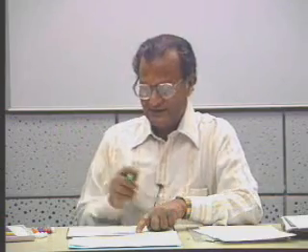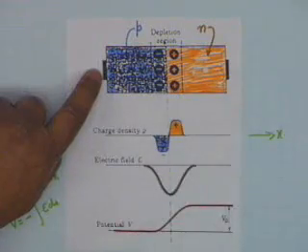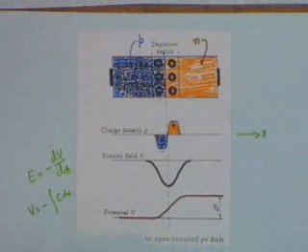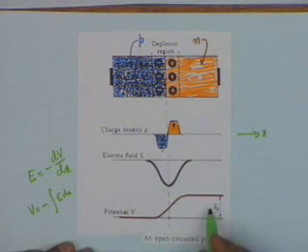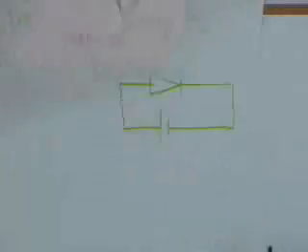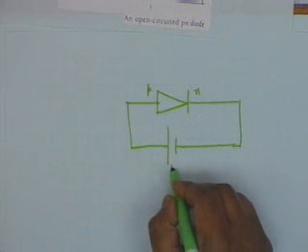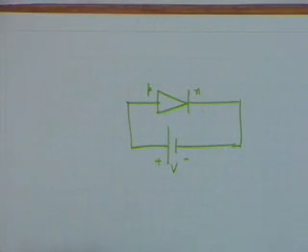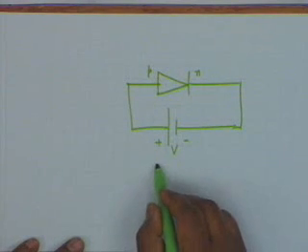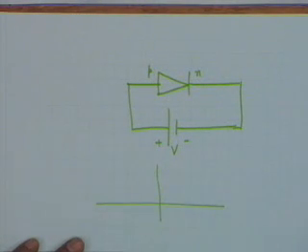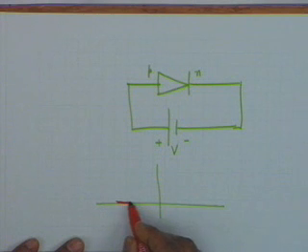Well, if I connect a battery like this, the battery creates an electric field in which direction? To the right or to the left? To the right. And the space charge created an electric field in the reverse direction, and therefore this potential difference shall now be reduced. If this voltage is V, then the potential profile shall be like this.